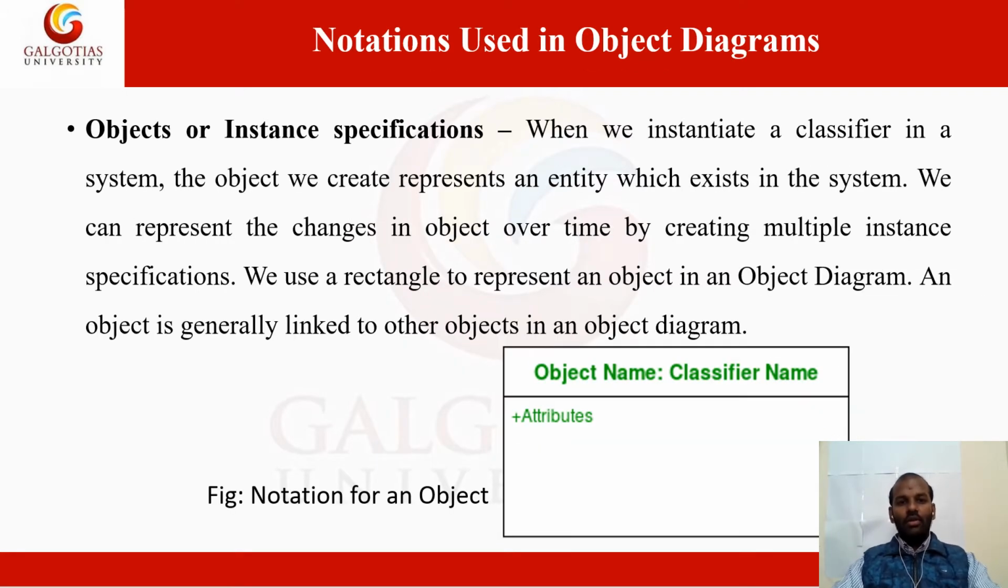Now coming to the notation, what are the different notations used in the object diagram? I told you very clearly that object diagrams and class diagrams are similar. So now we will conclude that the object diagram is always represented in a rectangular box, and it can be divided into two different portions.